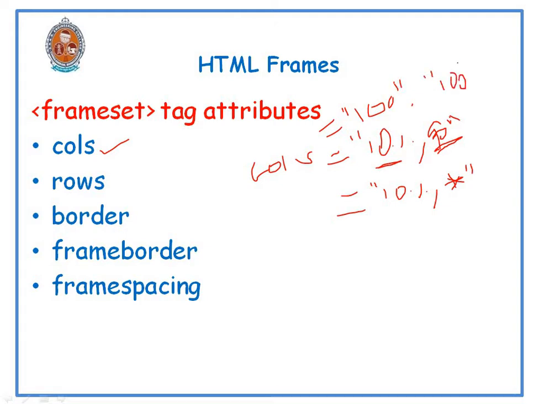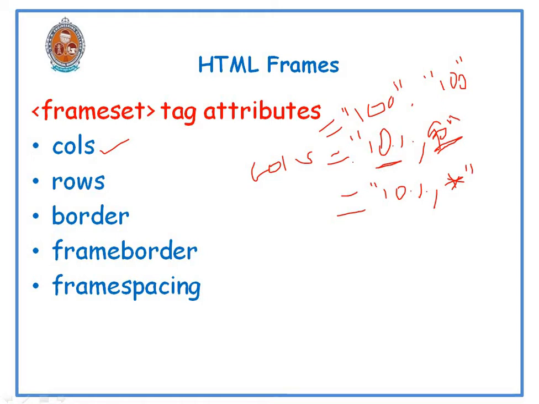That means the first column value is 100 and the second column value is 100. So by specifying the pixel values, COLS equals 100, 100, the browser comes to know that the window is to be divided into 2 columns. The first column takes the 100 pixel value, and the next column takes the value 100.